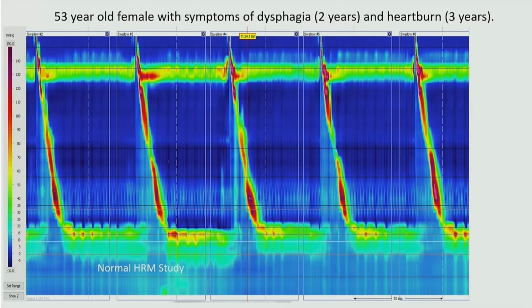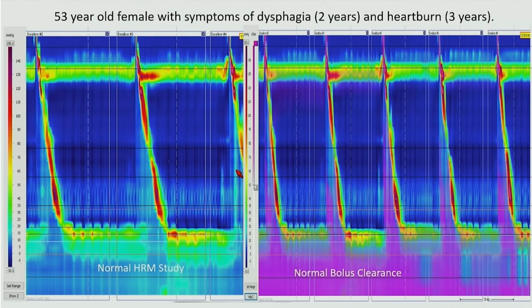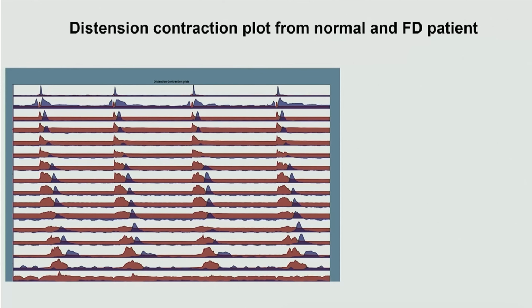So this is her HRM. Based on Chicago 4.0, normal, a beautiful opening at the LES. Even when you superimpose the impedance as one shade of purple, she had normal bolus clearance. Now, I want you to pay attention to this. This is 4 swallows of a normal subject, okay? You see the distension as red and the contraction as blue. So 4 distinctive swallows, right?